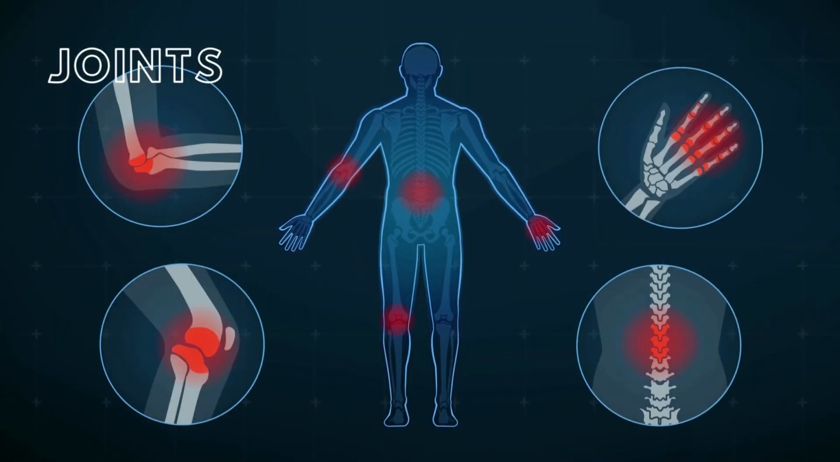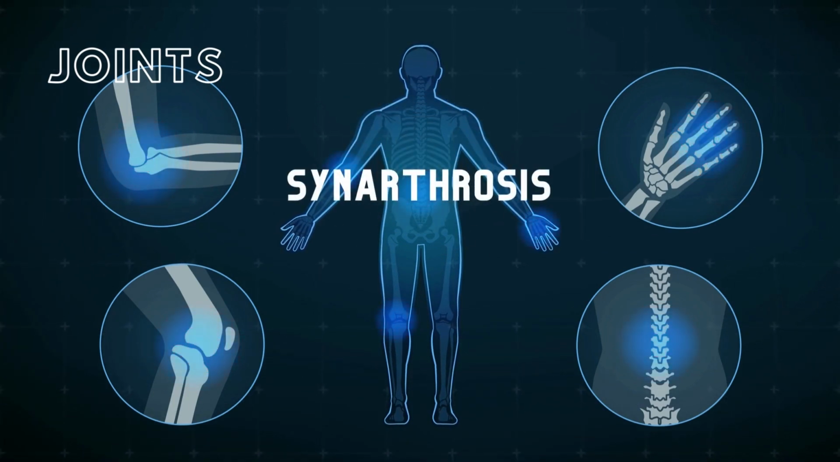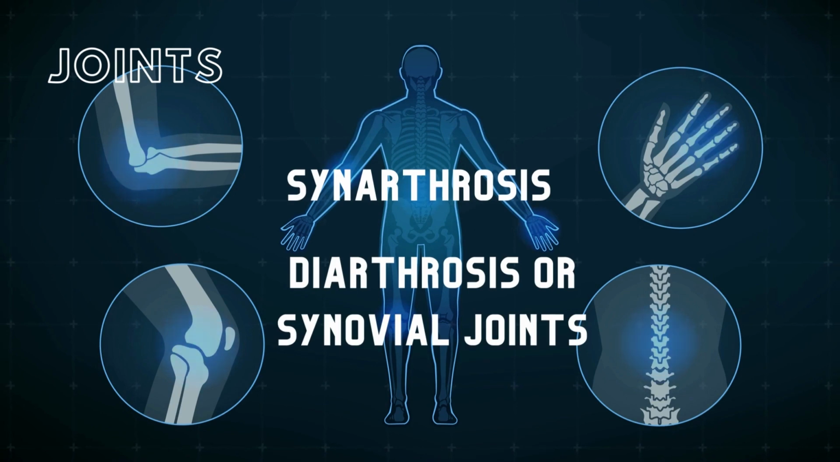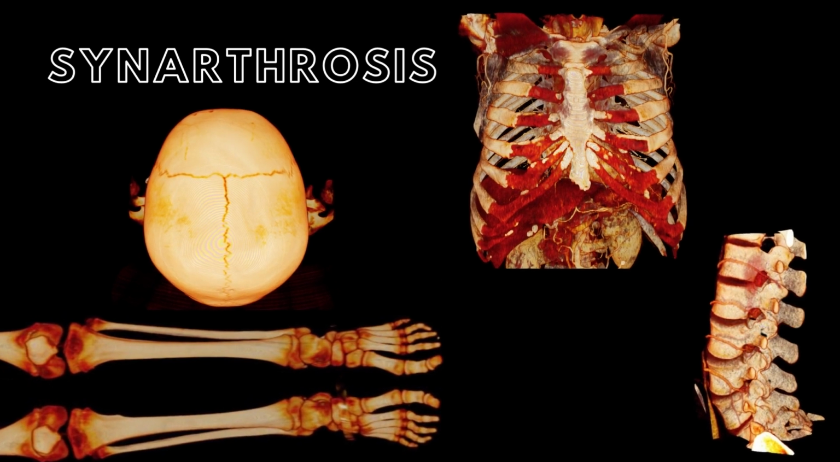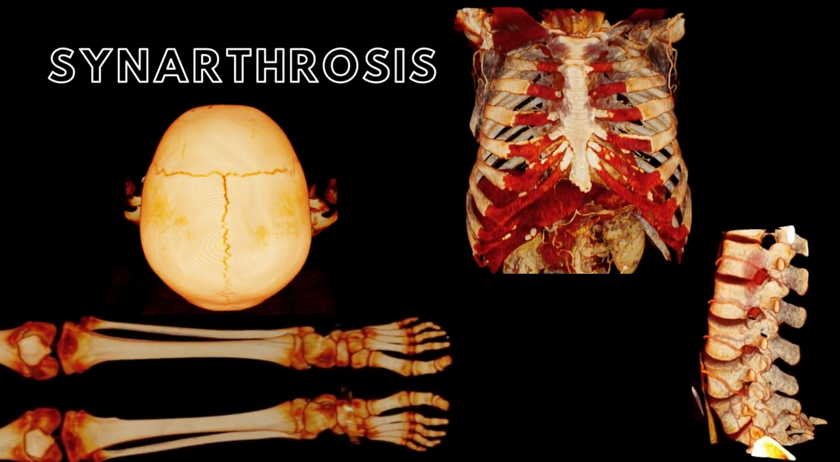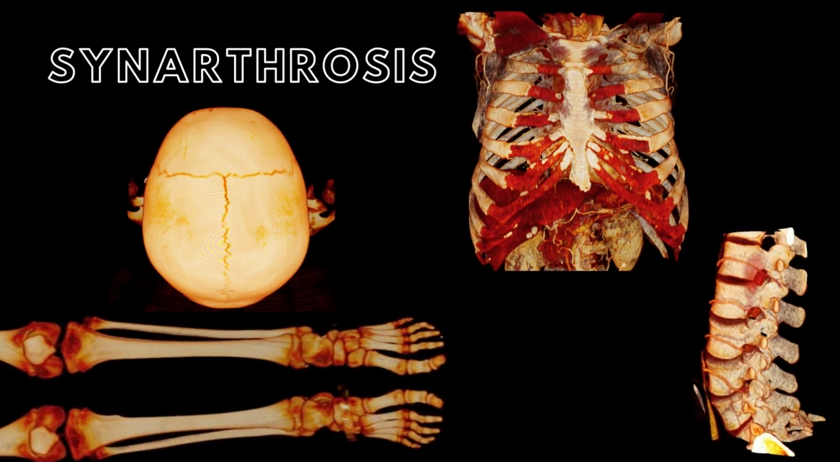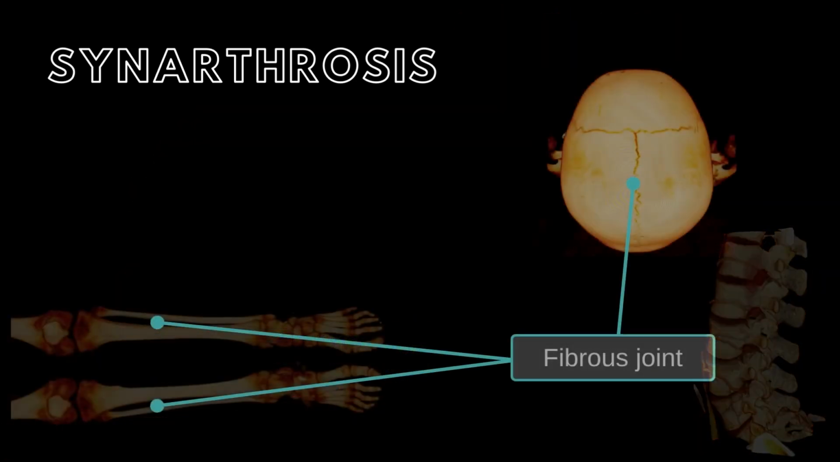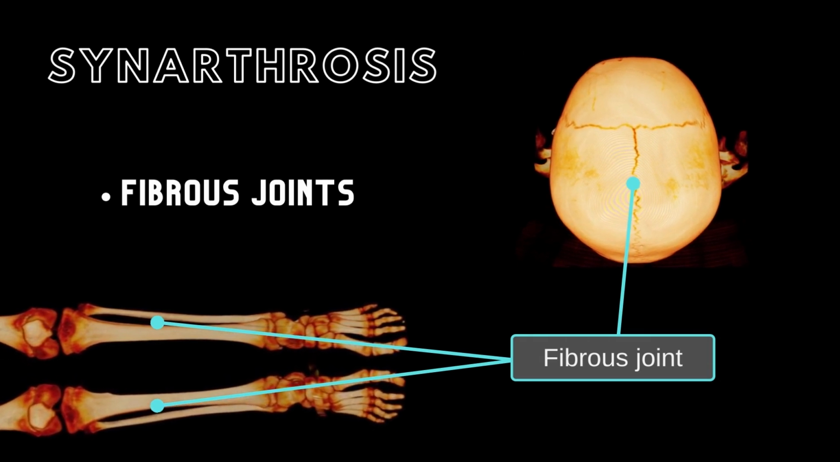There are two major classifications for joints: Synarthrosis and Diarthrosis, also termed Synovial joints. Synarthrosis joints allow for little or no movement between the junction of two or more bones. There are two further subclassifications within synarthrosis: fibrous joints, where fibrous connective tissue joins the bones of the joint.